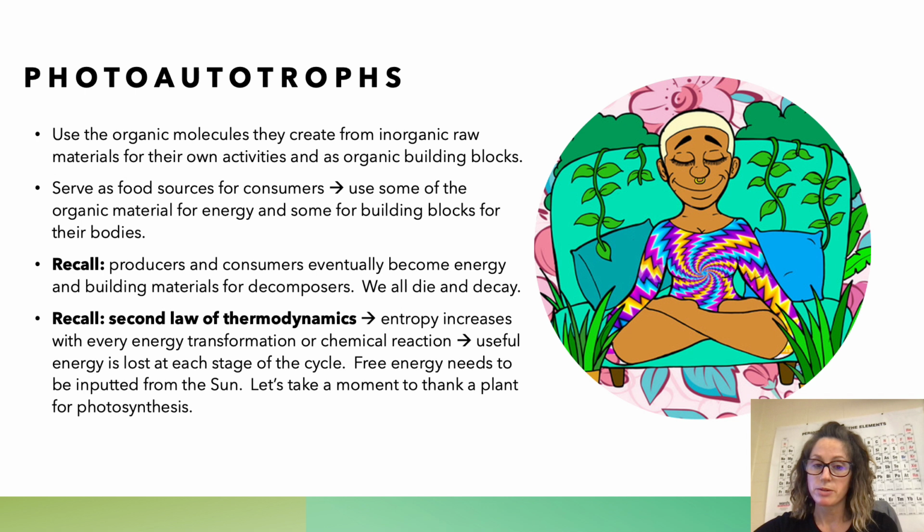Recall that producers and consumers eventually become energy and building material for decomposers. So we all die and decay. It's the circle of life. Lastly, I want you to remember the second law of thermodynamics. Entropy, so the randomness, if you will, increases with every energy transformation or chemical reaction. So useful energy is lost at each stage of the cycle. Free energy needs to be inputted from the sun. And now let's take a moment to thank the plants for photosynthesis so we get to breathe and eat.